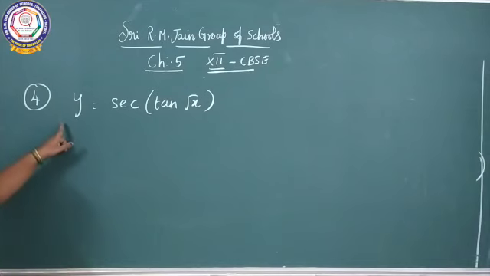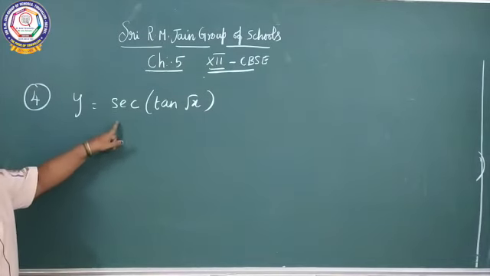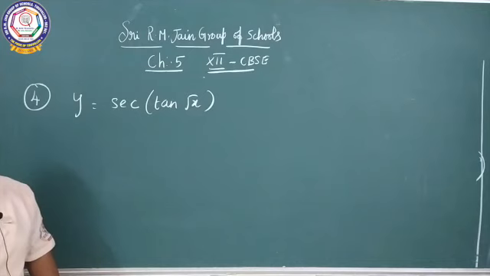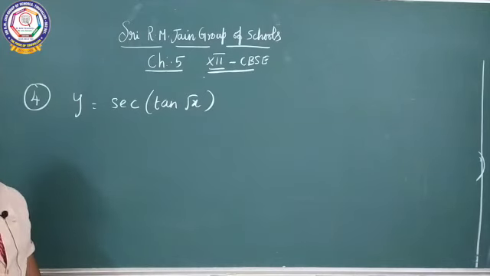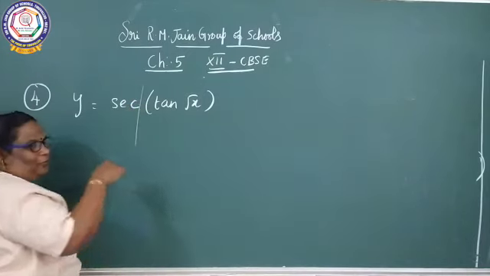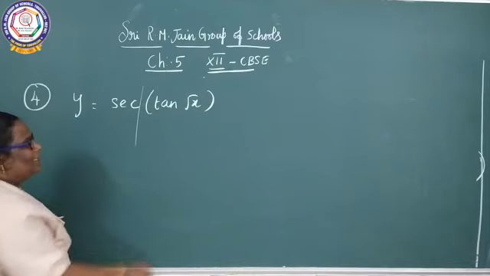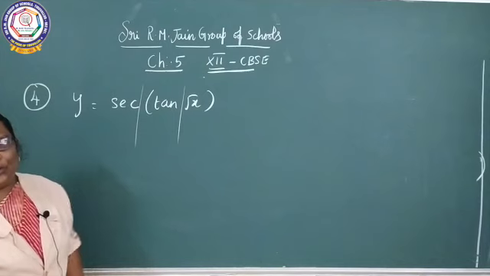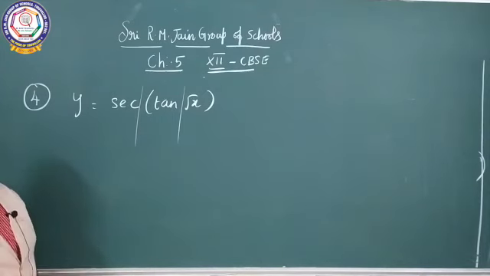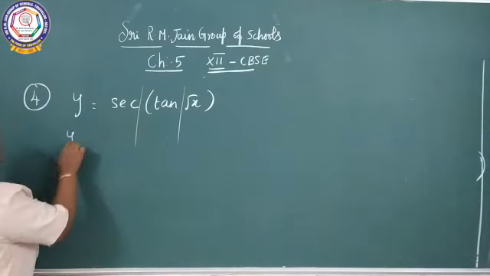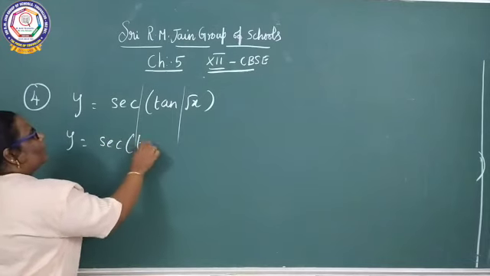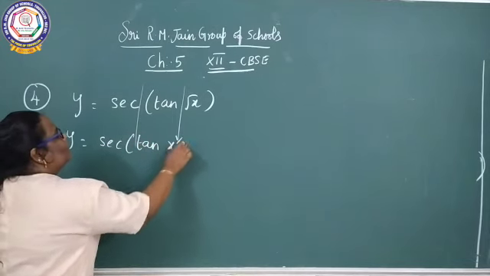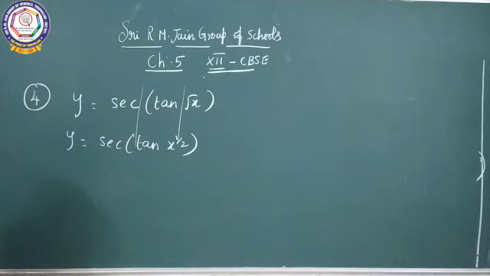See here, fourth sum, y equal to secant of tan of root x. How many parts are there? Secant is the first part. Next, tan is the second part. Then root x, which is nothing but x to the power 1 by 2. It is easy, you will write secant of tan of x to the power 1 by 2.